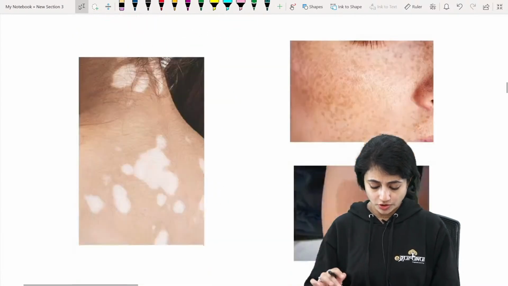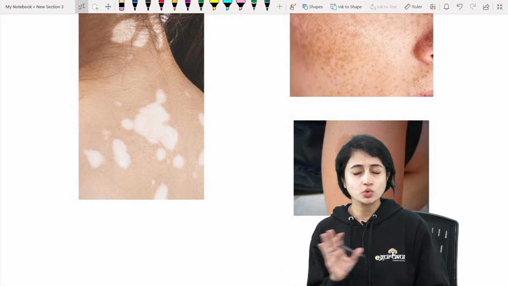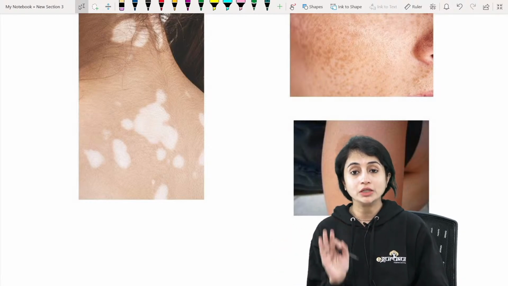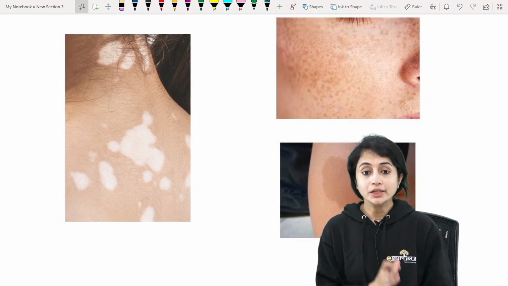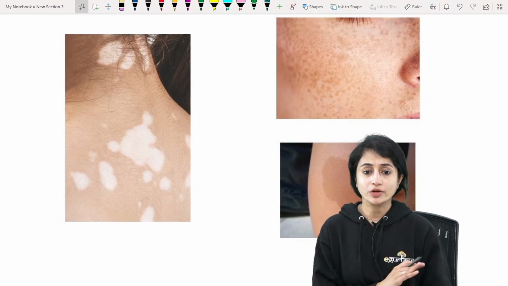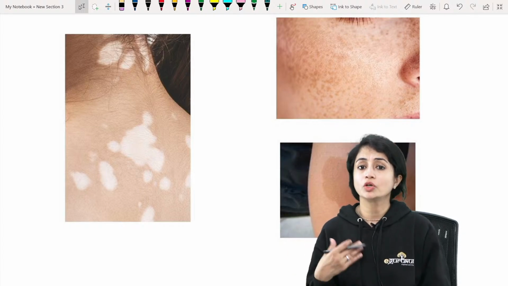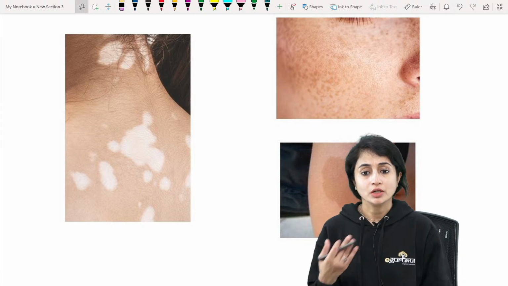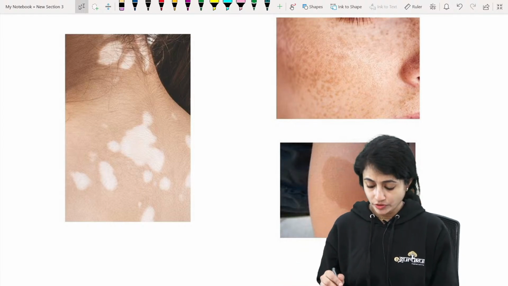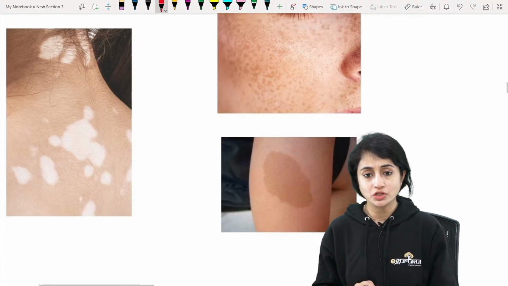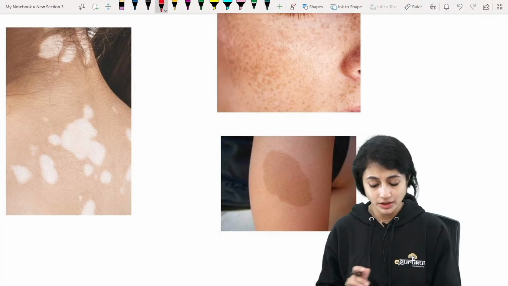So look at the picture here. These are all macules. If you feel them with your eyes closed, you will not be able to feel them. They are neither raised nor depressed. They are just a change in skin color. They can be depigmented, like in vitiligo, where I see completely white lesions. They can be hyperpigmented, or increased in pigmentation. Okay, so this is a macule and a patch. This large lesion would be called a patch. These small ones would be called a macule, right?